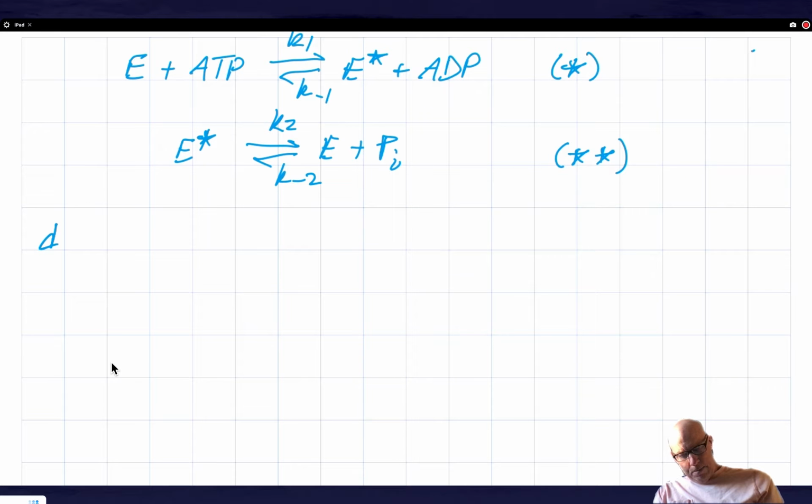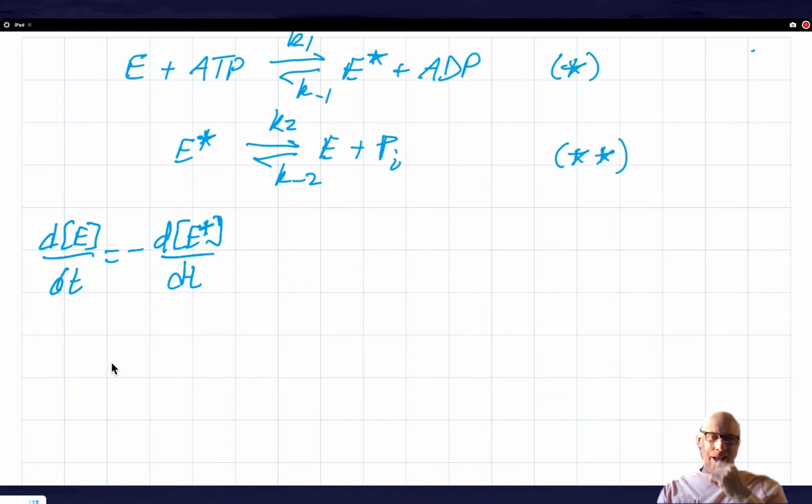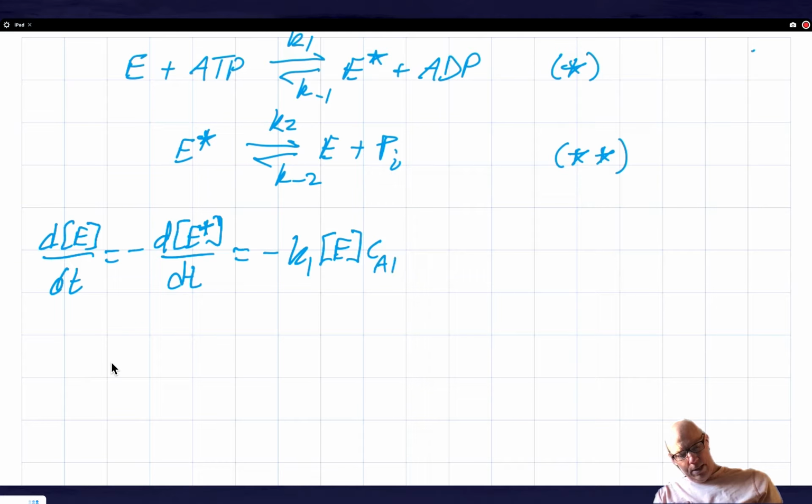So I'm going to say that dE by dt, and I should just say by conservation, that's the same as minus dE star by dt. For every E that's created, an E star has to be destroyed and vice versa. And now I can write down the net. So I have a minus K1 and then an E, and I'm going to use the notation C subscript ATP for the concentration of ATP.